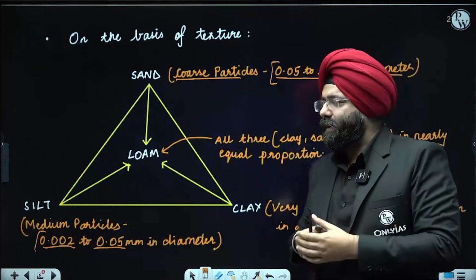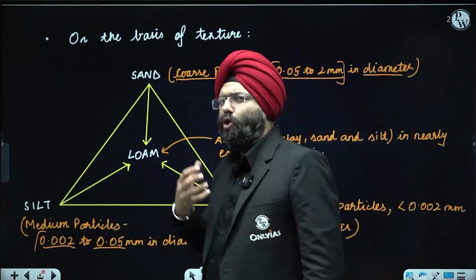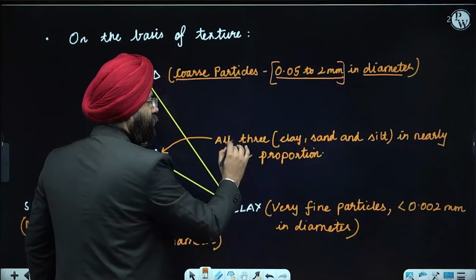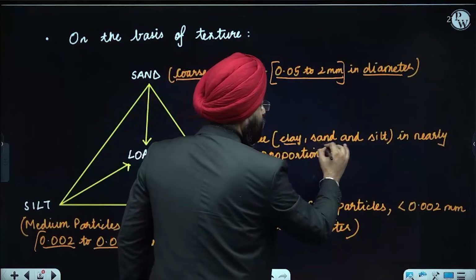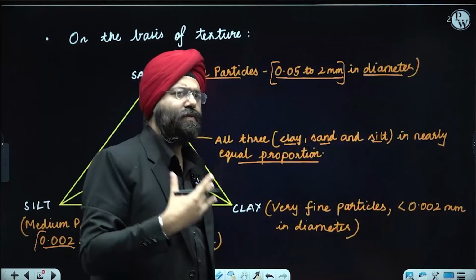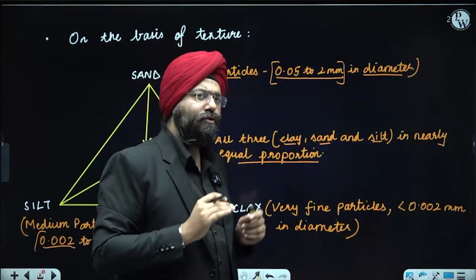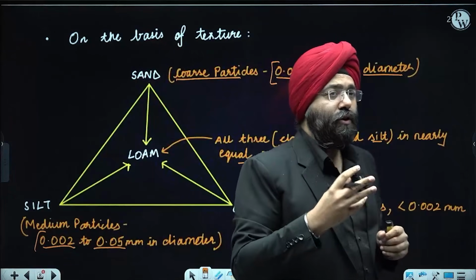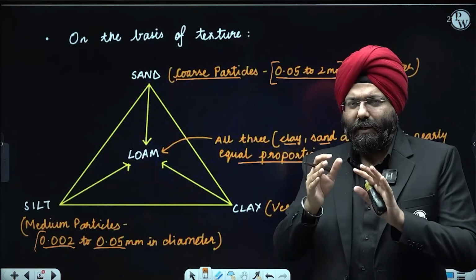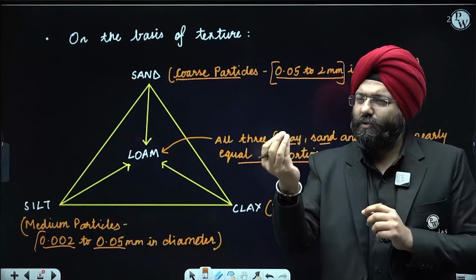Now, in the middle of this diagram is loam. That is why we use the word loamy soil. What do you mean by loamy soil? See, where all the three, that is clay, sand and silt, are in nearly equal proportion, if not exactly, nearly equal. So what is loamy soil? Loamy soil is that soil which has sand, silt and clay all in approximately similar composition, let us say equal contribution is being given to that soil. So that is known as a loamy soil.